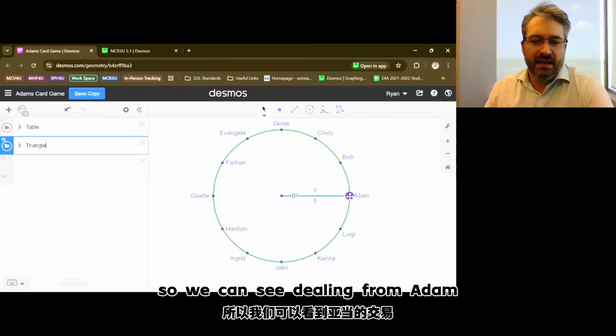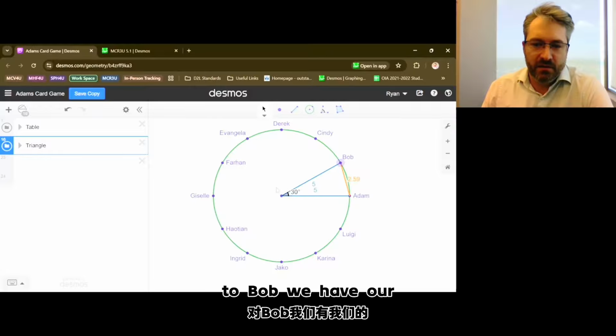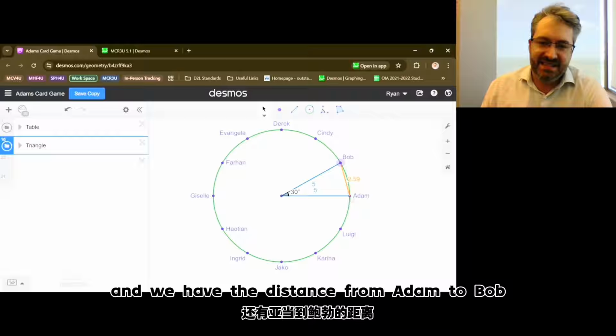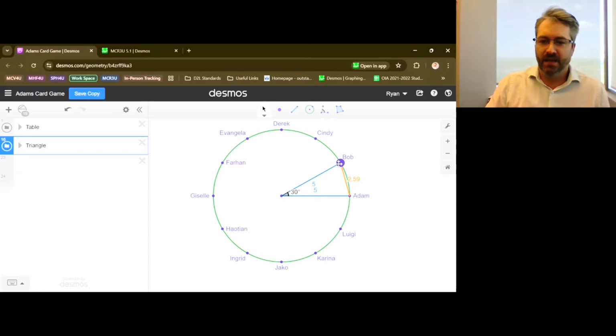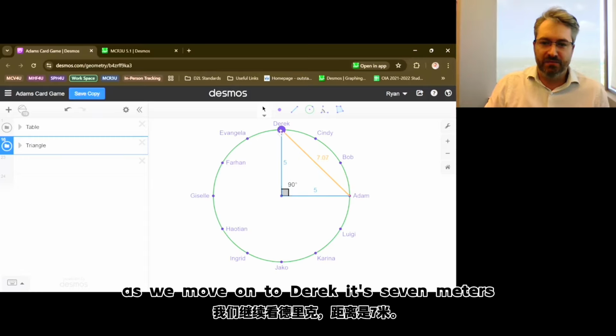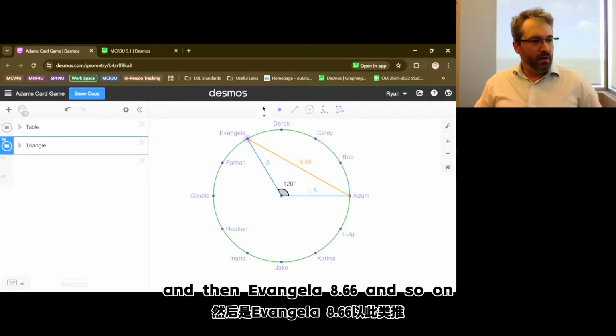So we can see dealing from Adam to Bob, we have our triangle created with 30 degrees, and we have the distance from Adam to Bob. That means Adam needs to throw 2.6 meters. As we move on to Cindy, we see it's 5 meters. As we move on to Derek, it's 7 meters. And then Evangela, 8.6, and so on.